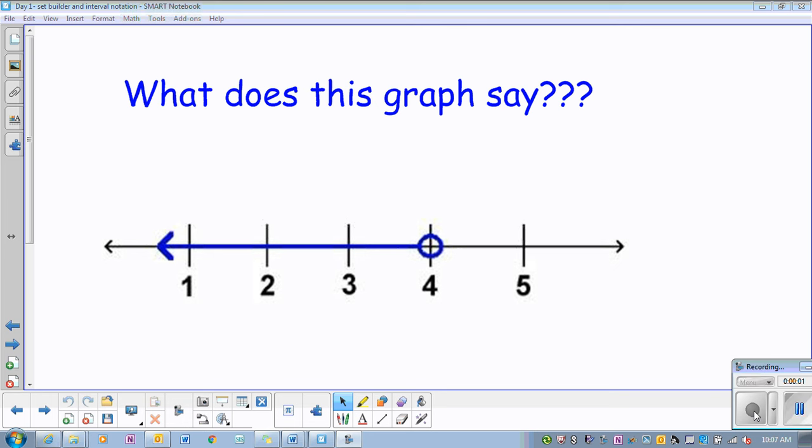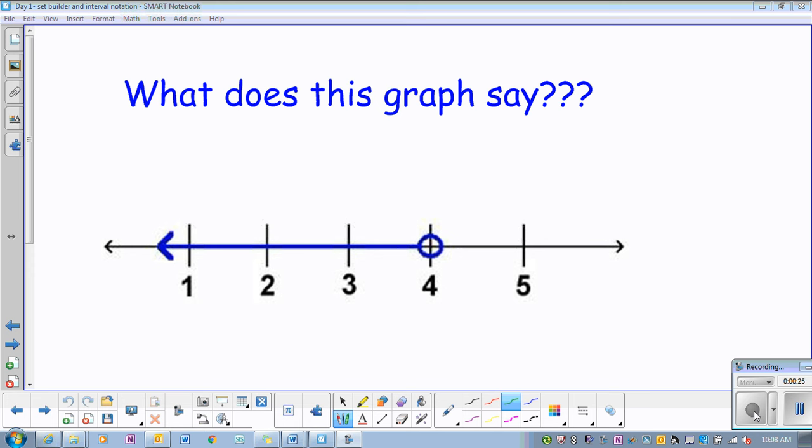Set interval notation. So up at the top, what does this graph say? How would you read this graph? Does anyone remember? Anything less than 4, but not equal to. Okay. It's talking about numbers that are less than, but not equal to 4.